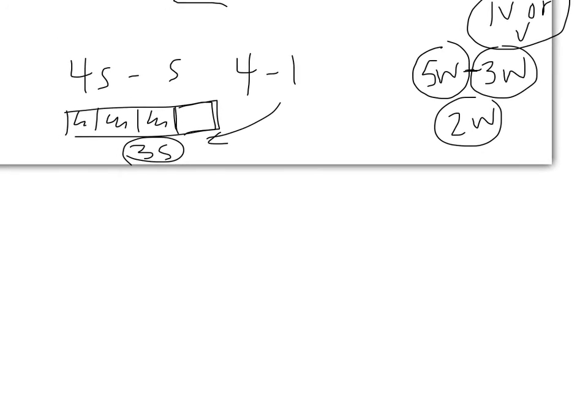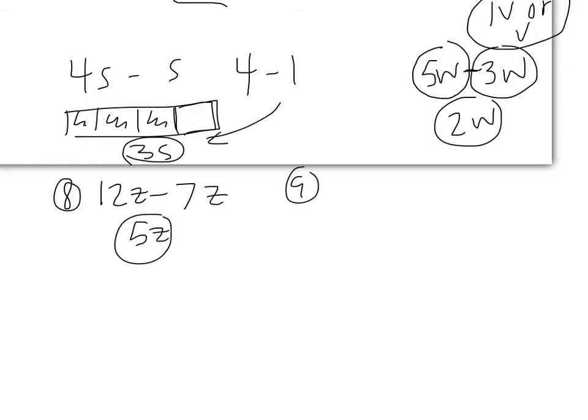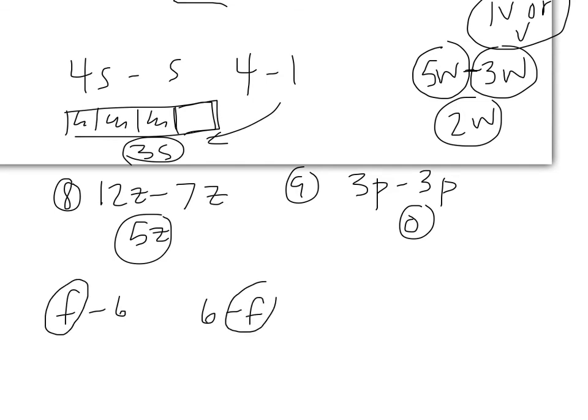Okay, then we have 12z, number 8, says 12z minus 7z. 12 minus 7 is 5z. Number 9, we have 3p. Take away 3p, so that would leave you with 0. All right, and then we have f minus 6 and 6 minus f. Those are not the same because in this one, the f is positive, and this one we have a minus. And then we have a minus 6 and a positive 6. So no, those are not equivalent.